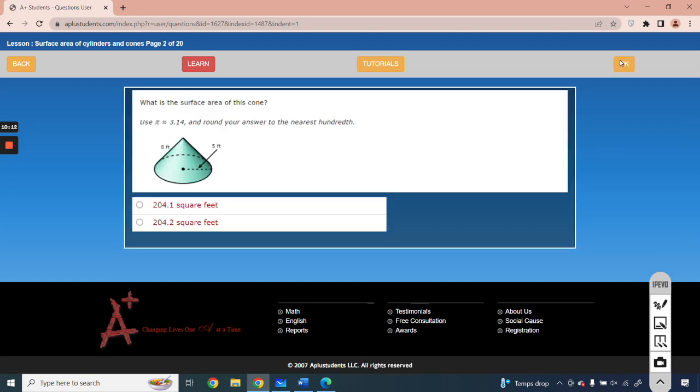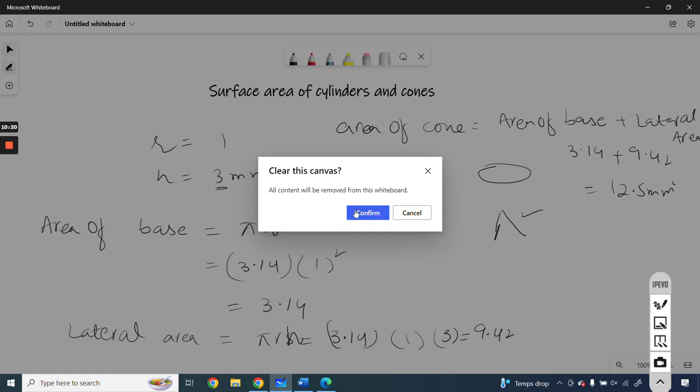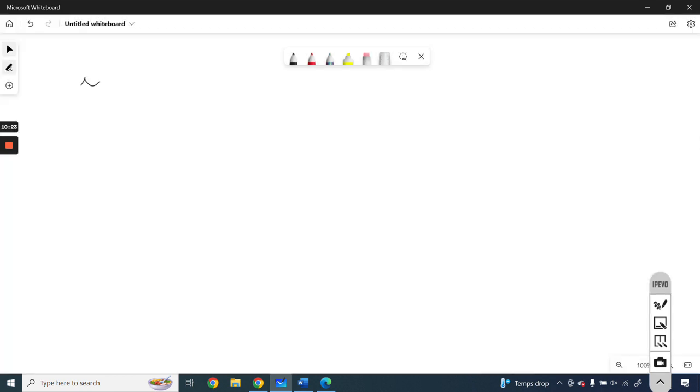Okay, what is the surface area of the cone? So we have to find it. The radius is 5 feet and the height is 8 feet. So you have to find the area of the cone. The cone has a circular portion, so the area of the circular portion is pi r square.